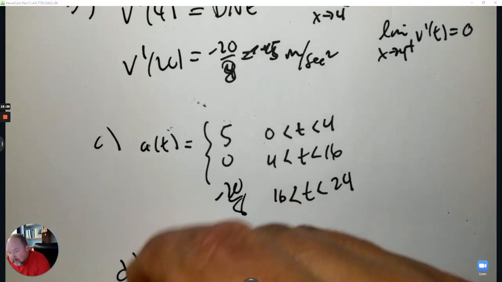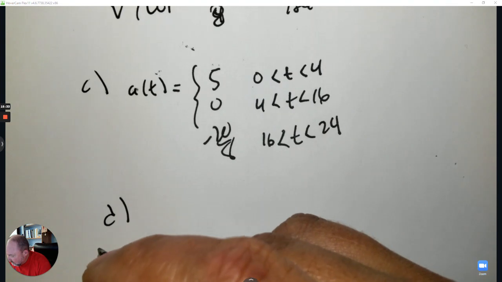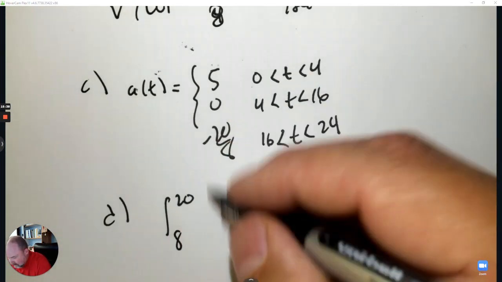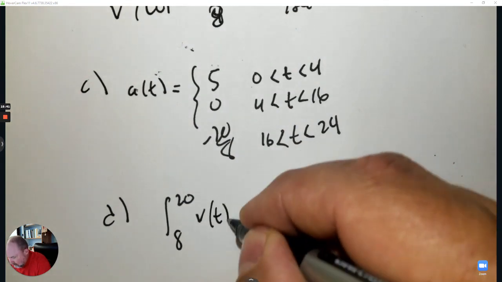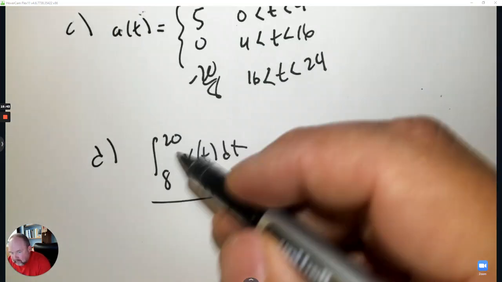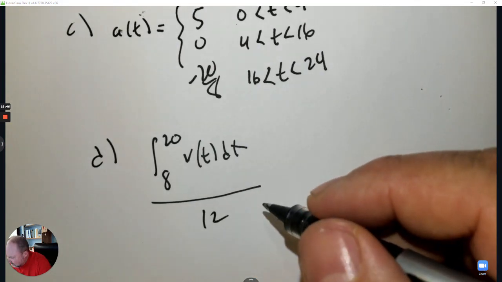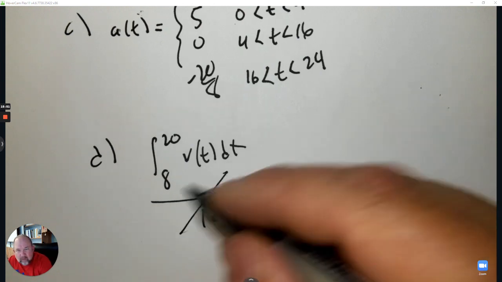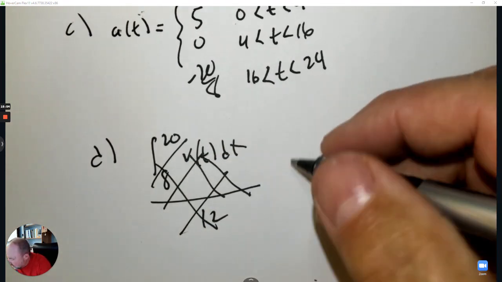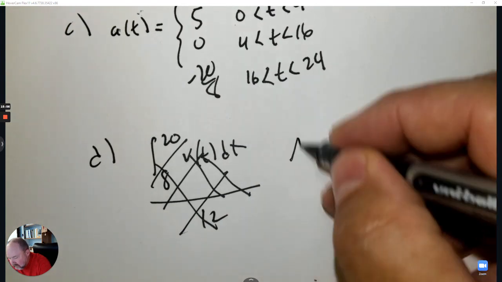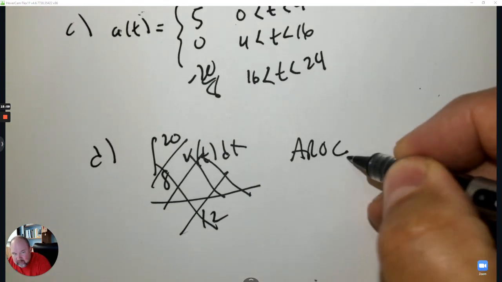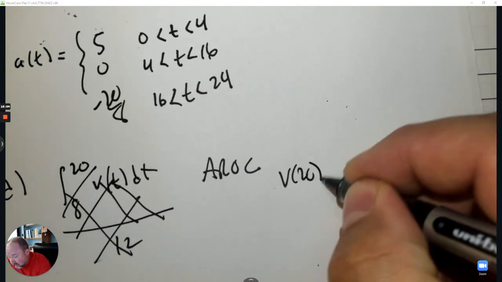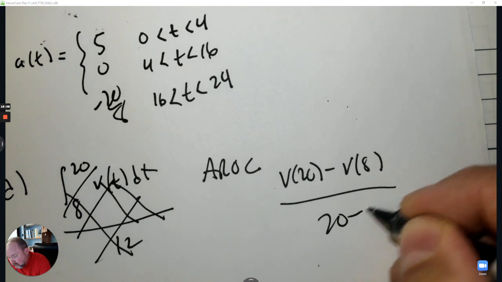D. Find the average rate. So that is an integration question from 8 to 20, divided by the difference of the bounds. So 20 take away 8. Is it? No. Oh, try that again. We talked about the mean value theorem. So the average rate of change is definitely AROC, right? Average rate of change, not an average value question. So how would we do that? So it's V at 20 minus V at 8 over 20 minus 8, right?